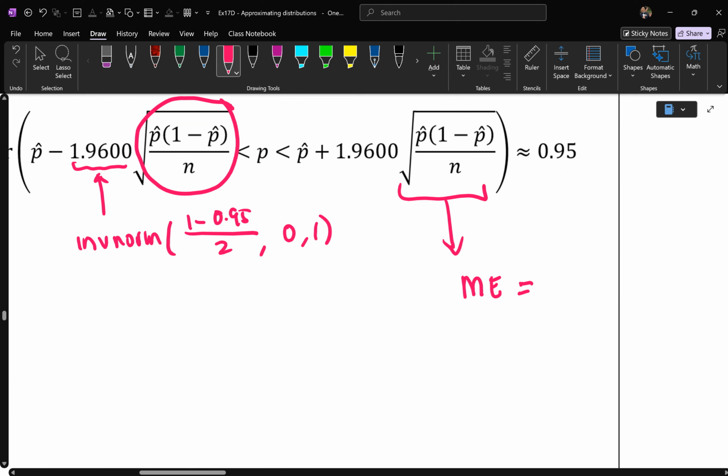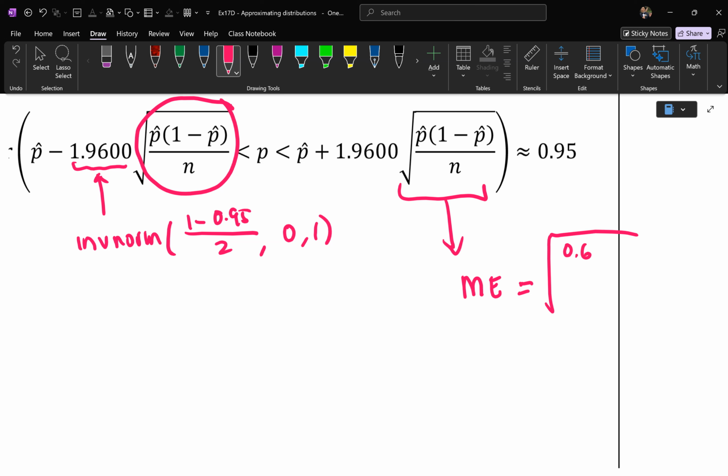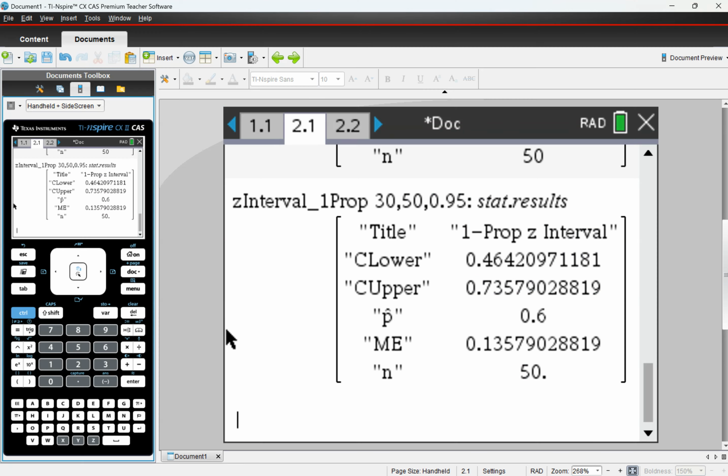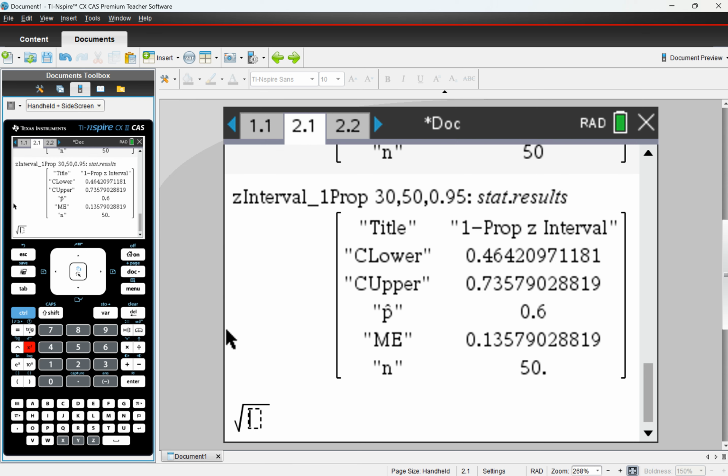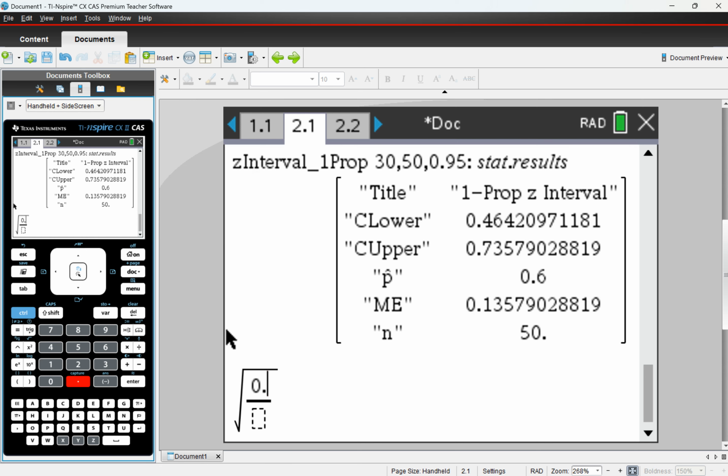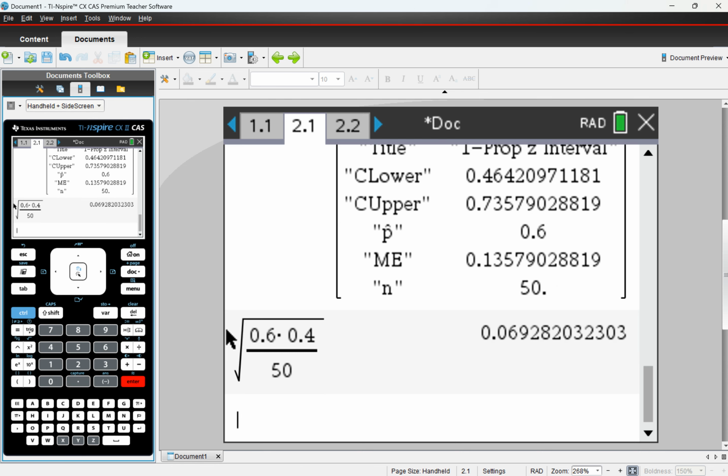So ME is the square root of the sample proportion, which you work out is 0.6, times essentially 0.4, divided by, what's my N? What's N? 50. Let's see. Did I write 50? Yes, I did. Let's see what we get. So square root, fraction, 0.6 times 0.4 divided by 50. All right, I've got 0.069.